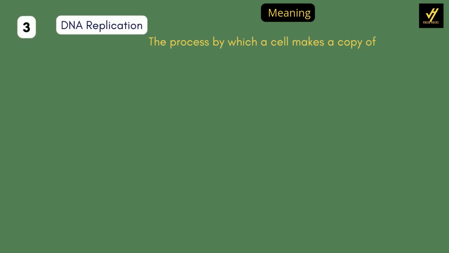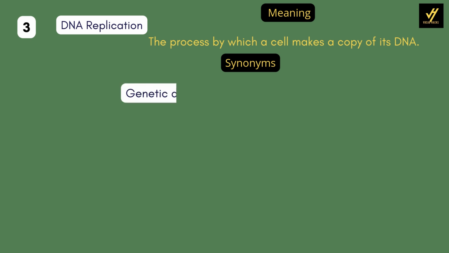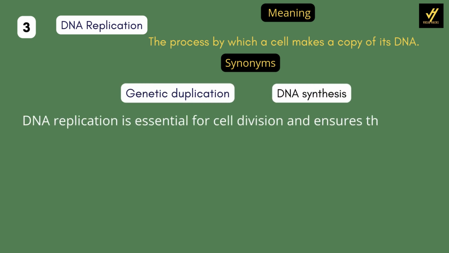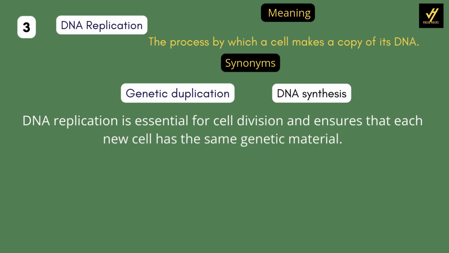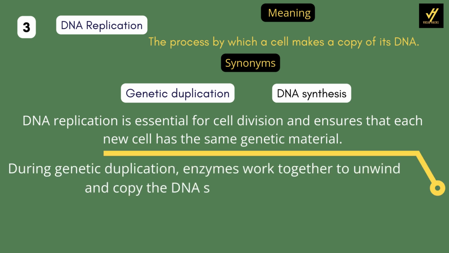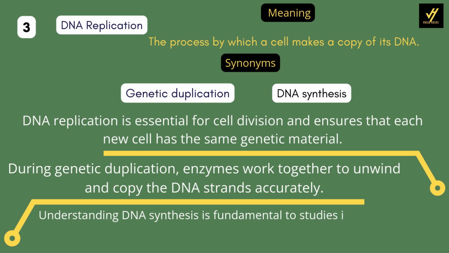DNA replication, the process by which a cell makes a copy of its DNA. Genetic duplication, DNA synthesis. DNA replication is essential for cell division and ensures that each new cell has the same genetic material. During genetic duplication, enzymes work together to unwind and copy the DNA strands accurately. Understanding DNA synthesis is fundamental to studies in genetics and biotechnology.